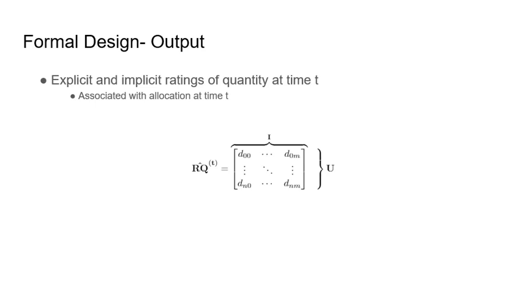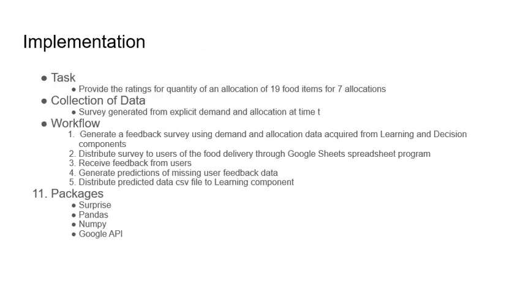We then map back to that specific allocation at time t, and we give the learning group for learning supply and demand a ratings filled in matrix of the user item rating of the quantity at time t. When implementing this methodology, our task was to provide ratings for the quantity of 19 different food items that were being allocated, and that was at 7 different time steps.